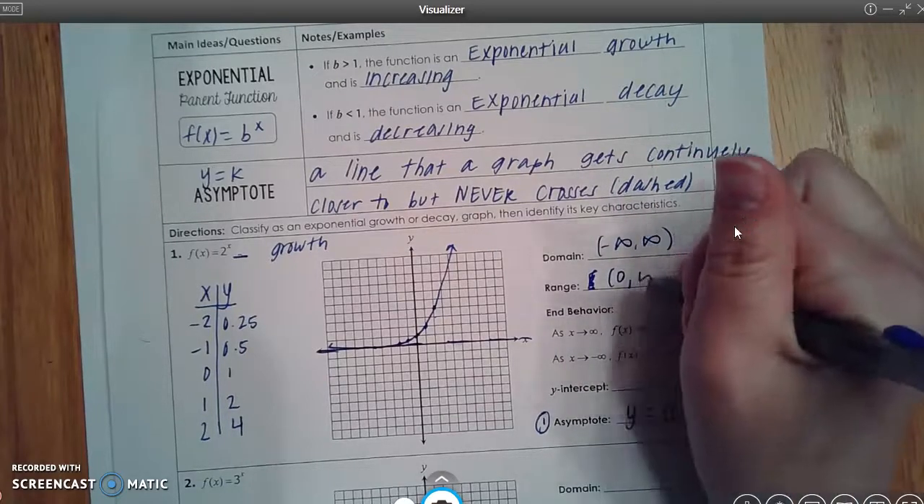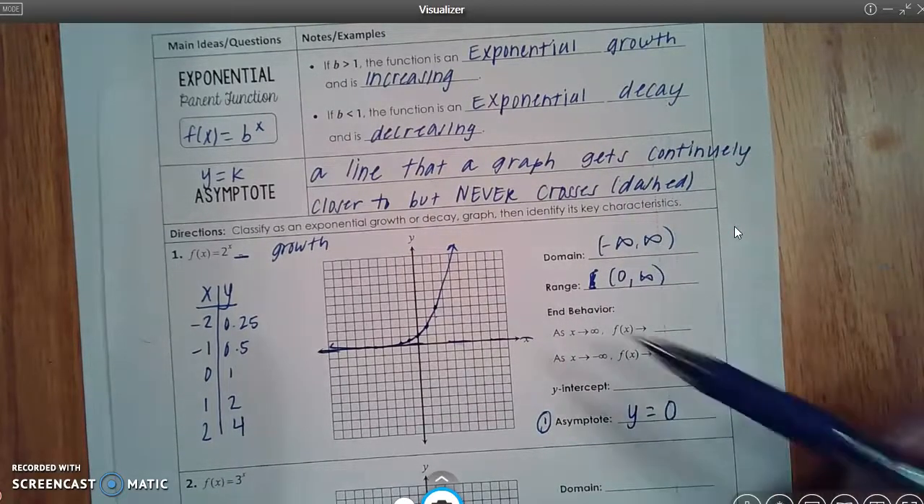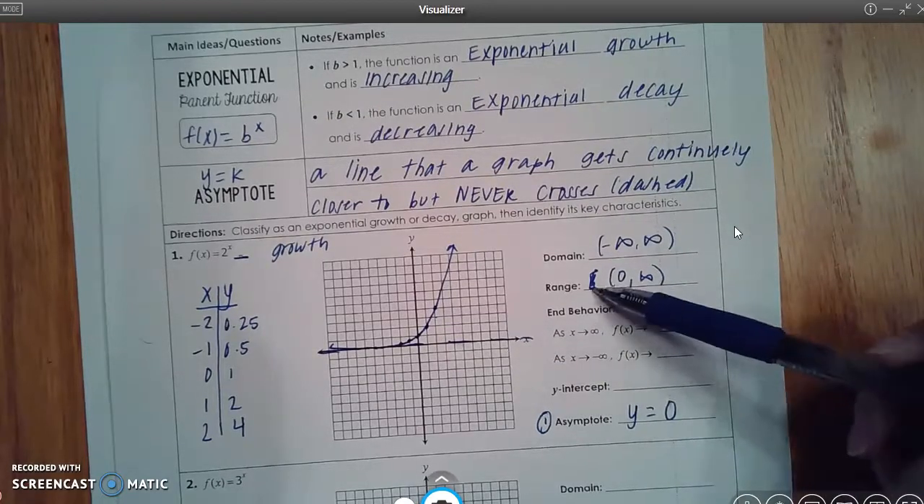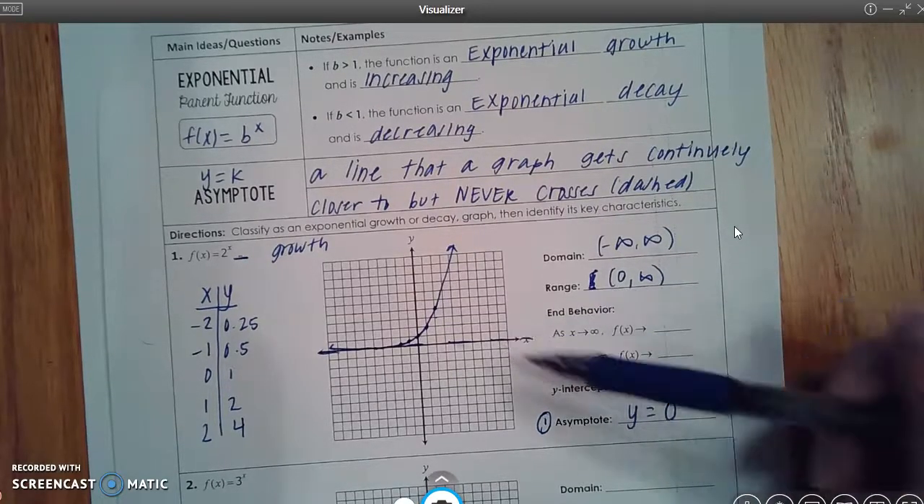And then you go up forever, which is going to +infinity. So once again, it's a parenthesis, not a bracket, because I cannot reach 0, so that's where my asymptote is.